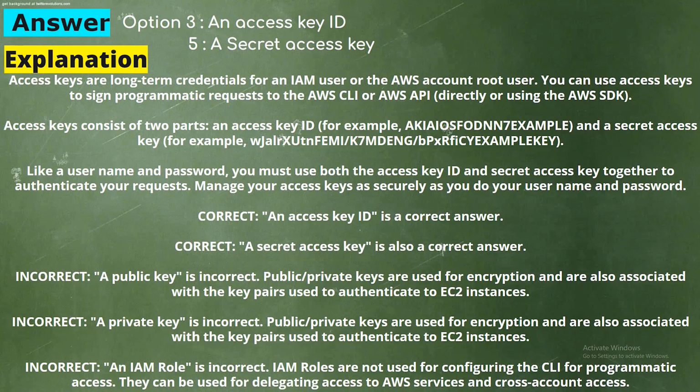Correct, an access key ID is a correct answer. Correct, a secret access key is also a correct answer. Incorrect, a public key is incorrect. Public/private keys are used for encryption and are also associated with the key pairs used to authenticate to EC2 instances. Incorrect, a private key is incorrect. Public/private keys are used for encryption and are also associated with the key pairs used to authenticate to EC2 instances.